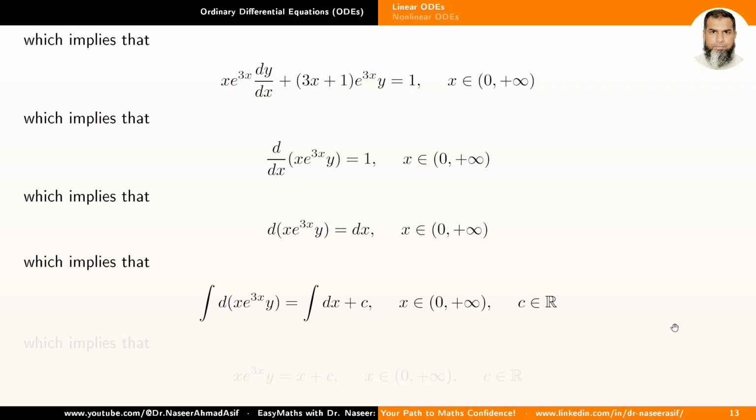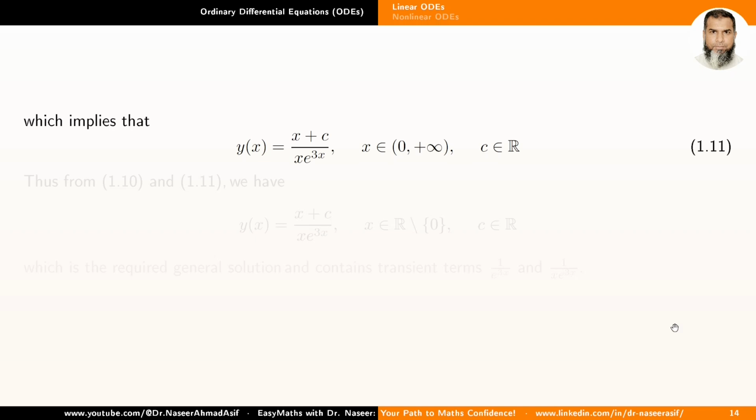Taking integral, we have integral of d of x exponential 3x into y is equal to integral of dx plus c, where x belongs to 0 to plus infinity, open interval, and c is the arbitrary constant. So we have x exponential 3x into y is equal to x plus c, where x belongs to 0 to plus infinity, and c is the arbitrary constant. Dividing this by x exponential 3x, we have y of x is equal to (x plus c) over x exponential 3x, where x belongs to 0 to plus infinity, open interval, and c is the arbitrary constant.